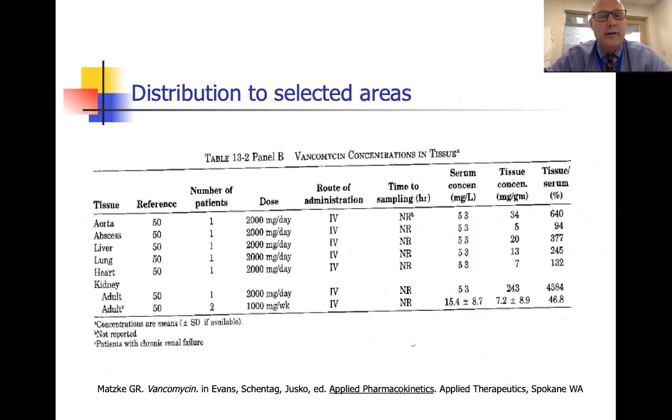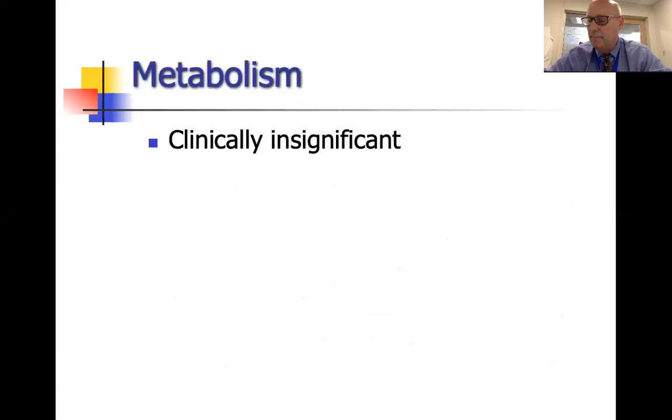Looking at other different areas, you can see fairly good concentrations amongst the plasma as well as the tissue concentrations. And so there is some higher concentrations in the tissue as compared to the plasma. And so if you're dealing with a pneumonia, certainly you can see high concentrations in the lungs as well as in the kidney tissue itself.